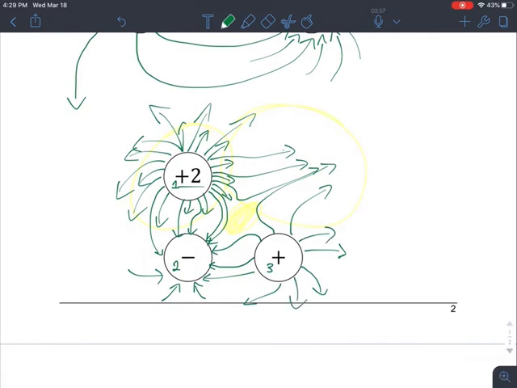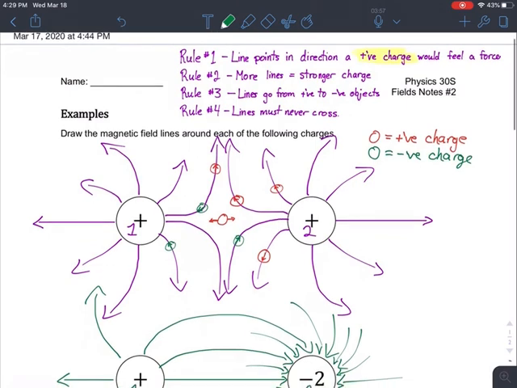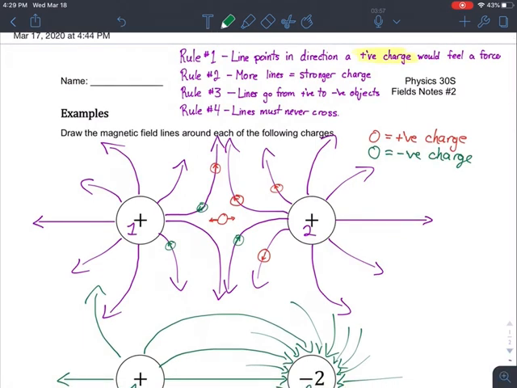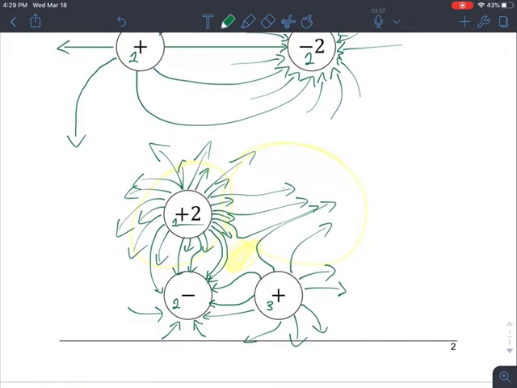And then make sure that, what else, other rules do we got? Lines never cross. Lines go from positive to negative. And that with a double we talked about. And that all of the lines are pointing in a direction that a positive charge would feel a force. That's it. Now you should work on practice questions, do a few of them, check the answers.